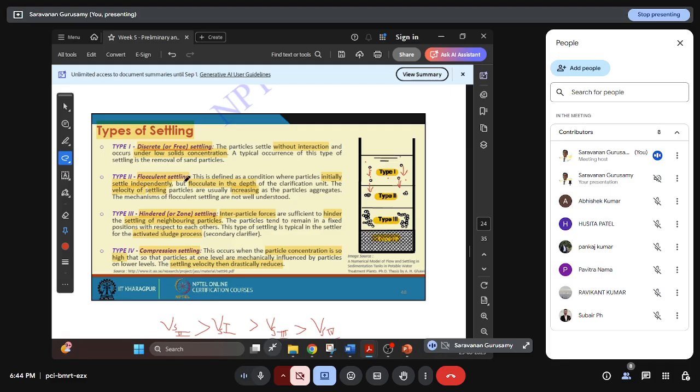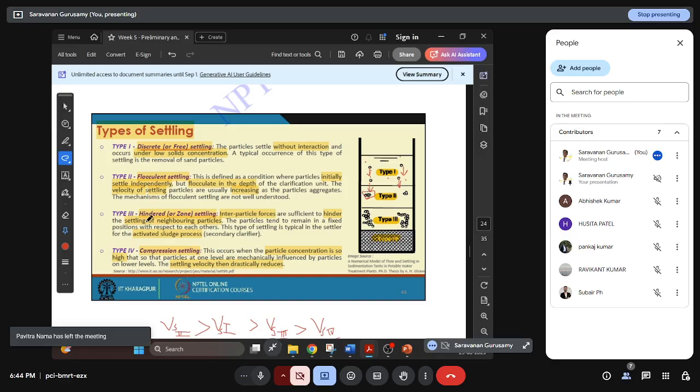Second type is flocculent settling. All the particles come together to form a bigger particle, then it settles. That kind of settling is called flocculent settling. Initially the particles are independent, but with depth they merge with the other particles at deeper depth, and then settle.